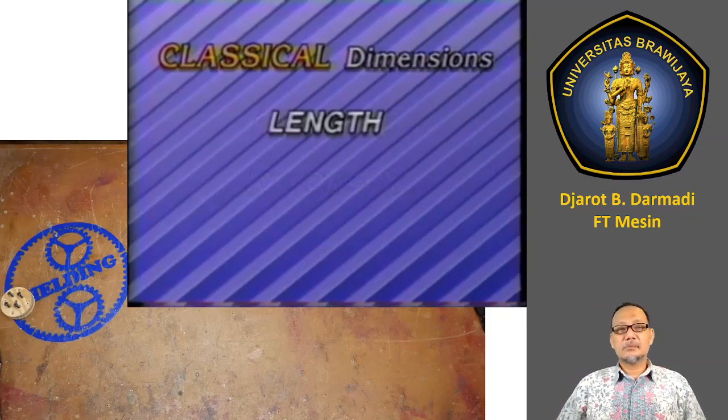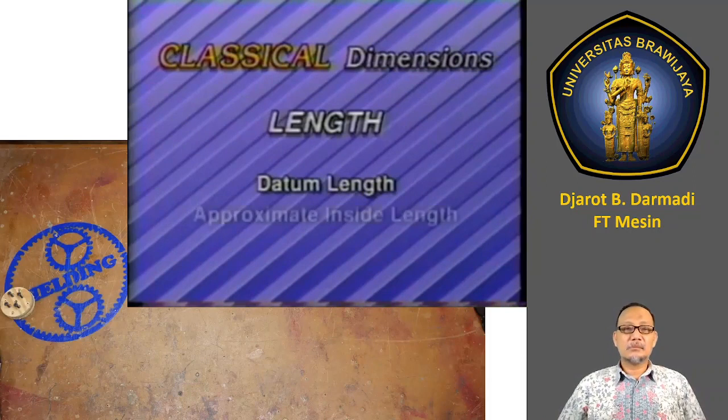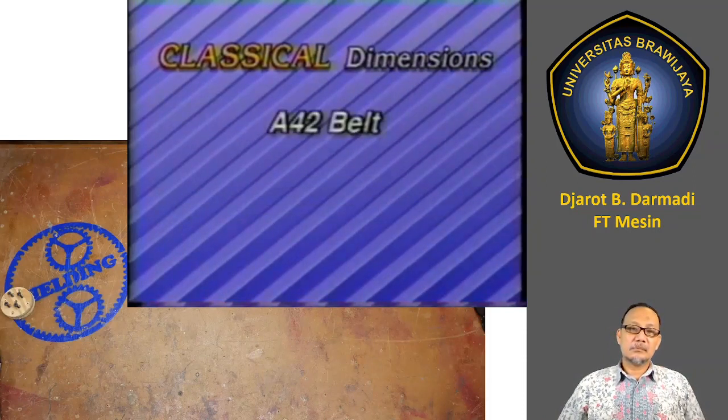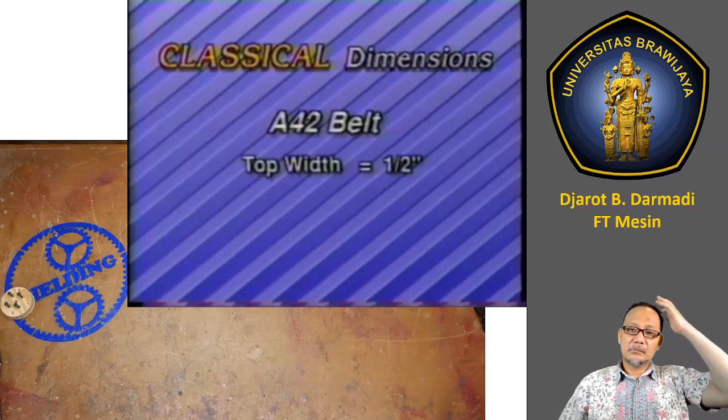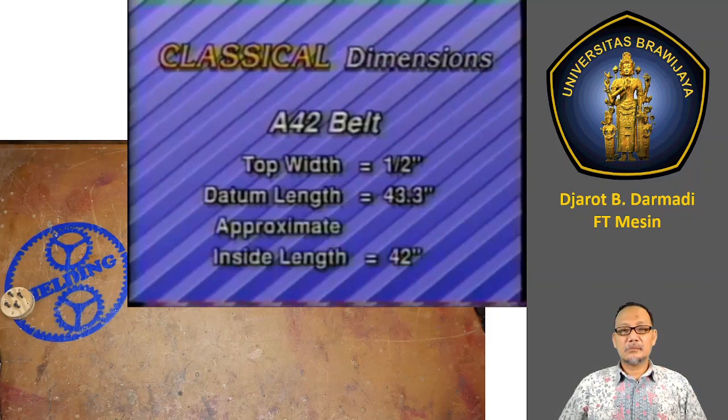The second size dimension is length. The true length of a classical belt is defined by a datum length. The digits indicating the nominal size represent an approximate inside length. For example, an A42 belt indicates a top width of 1/2 inch and datum length of 43.3 inches. The approximate inside length is 42 inches.